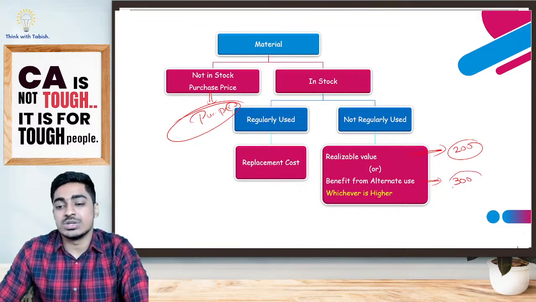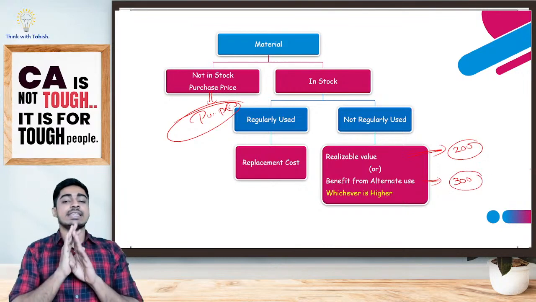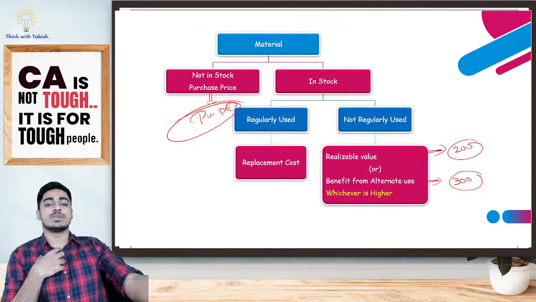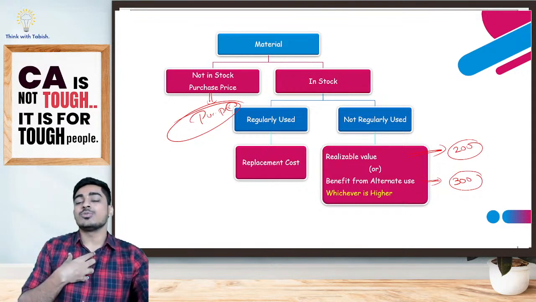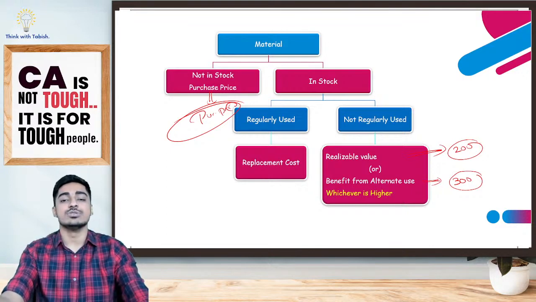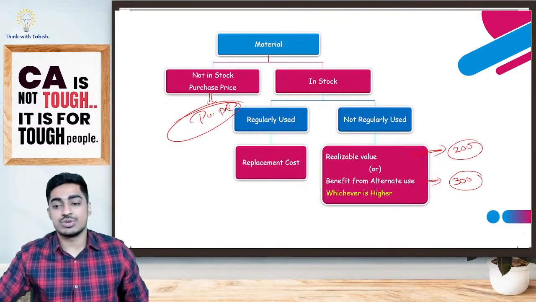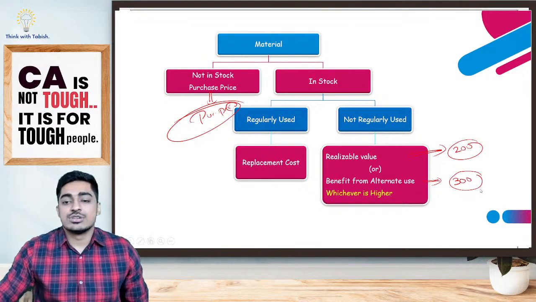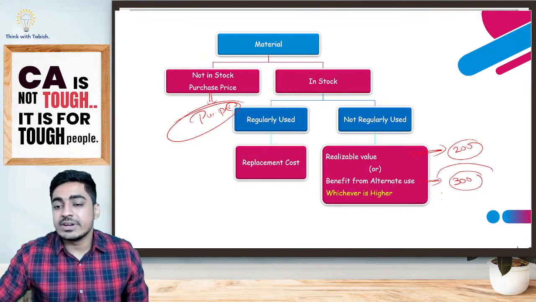Which one would we choose, students? We have two options. Either I sell it off as scrap, I will get 200 rupees, or I sell it to my customer with movies, I'll be getting 300 rupees. Which option will I choose, students? 300, yes or no? Ultimately, I want more money. So 300 will be relevant in this case.